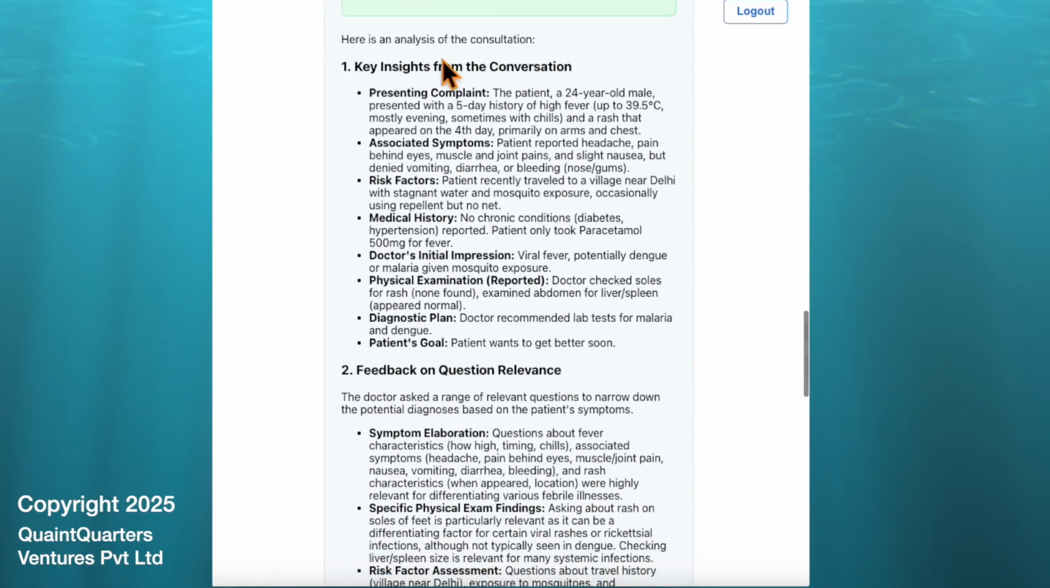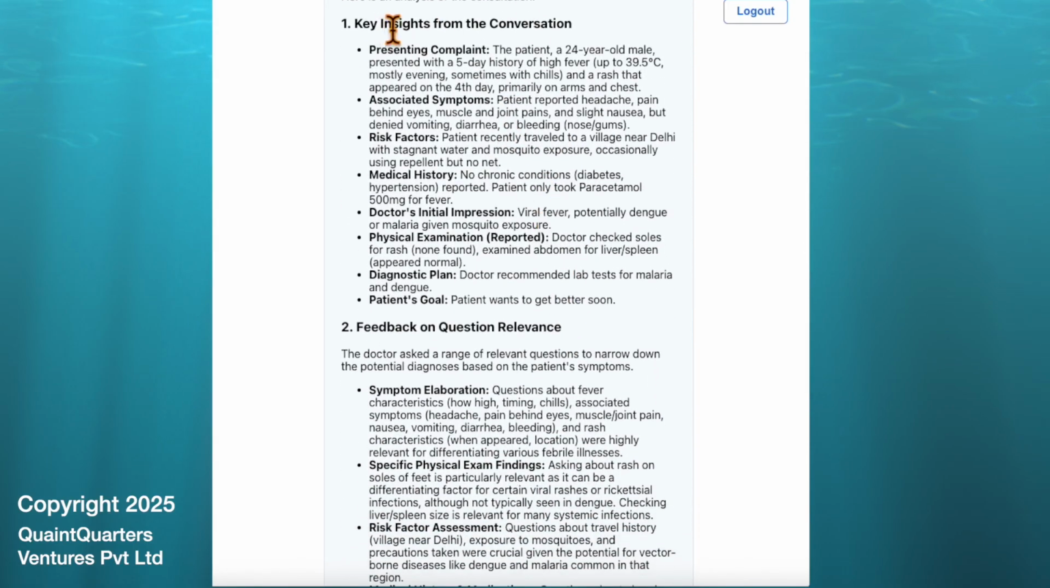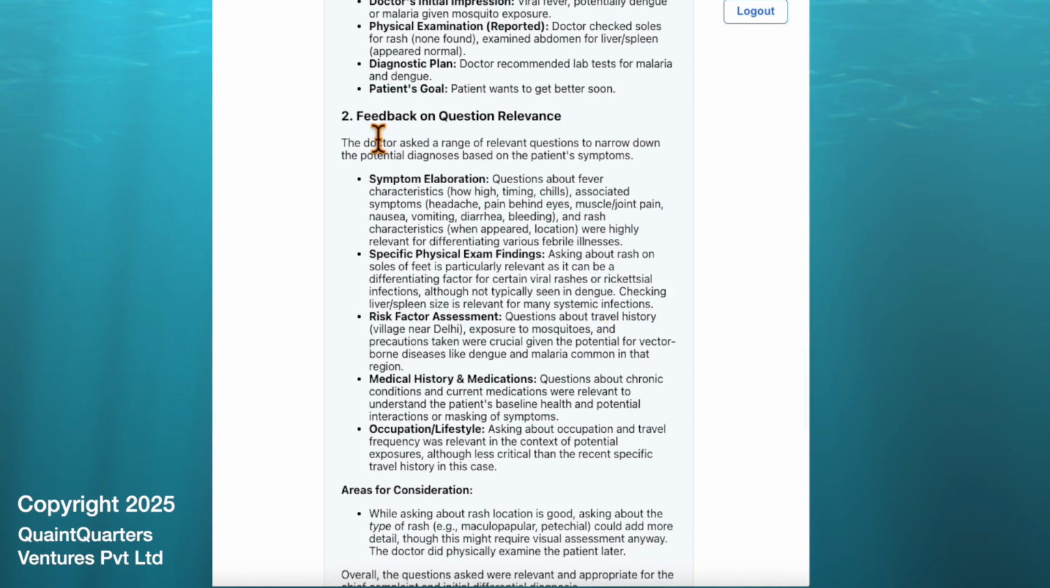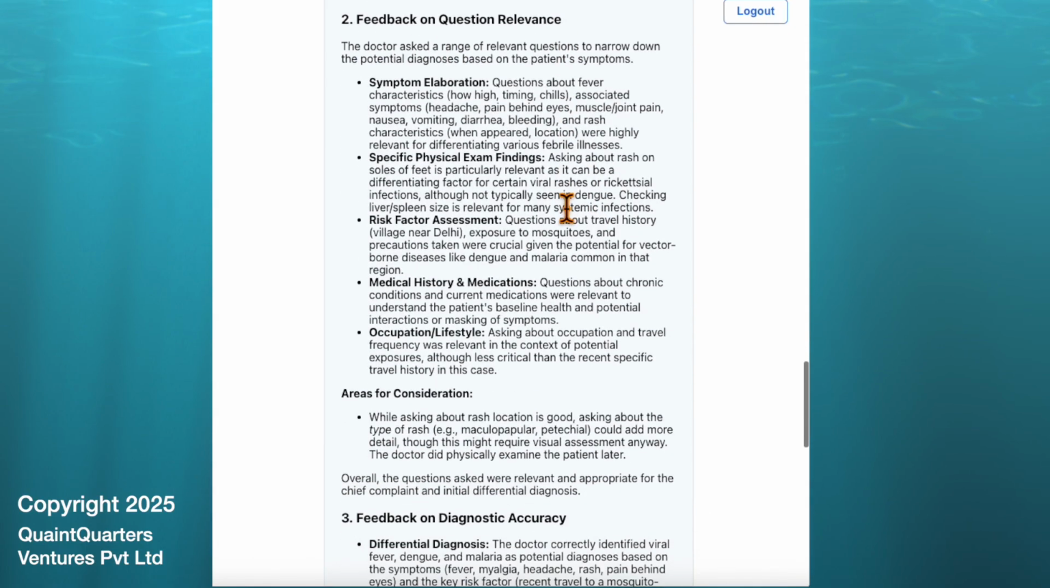Now, here is the analysis of the consultation. Key insights are presenting complaints, associated symptoms. So this is all generated by the AI. And this is the feedback on question relevance. For example, questions about fever and associated symptoms were highly relevant. And if they're irrelevant, they will be pointed out by the AI.